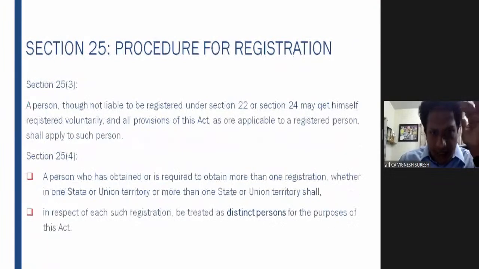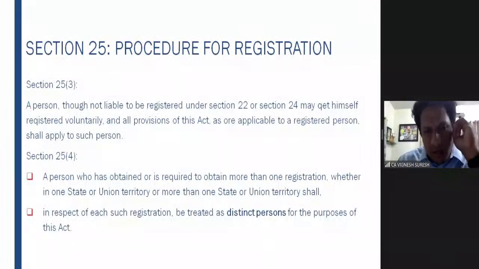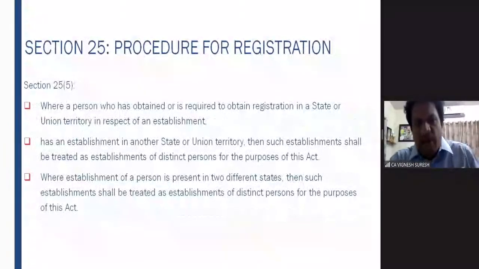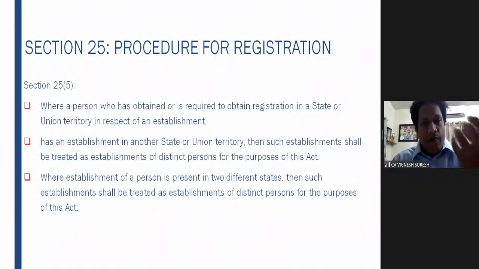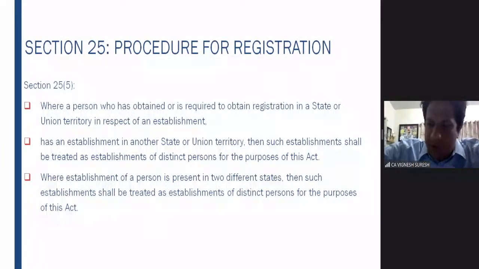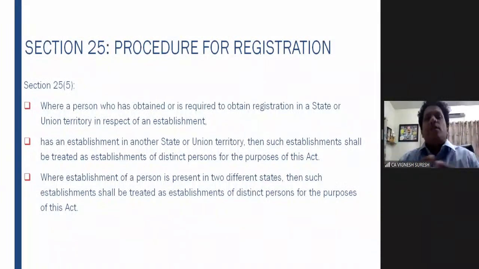So 25 subsection 4 speaks about a proprietor. A person who has obtained more than one registration will be a distinct person. The second one basically speaks about an establishment. So if one person is opening one establishment in one state, and he has another establishment in another state, these two establishments also are to be treated as distinct persons.